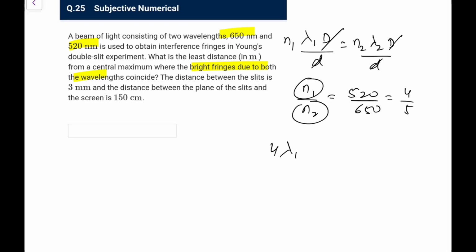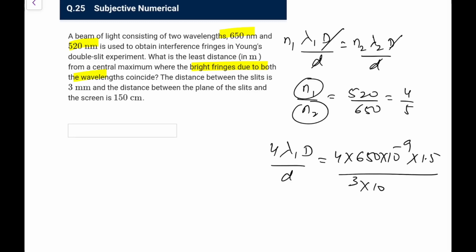So for the fourth one, 4 lambda 1 D by d you can directly say. So lambda 1 is 650 into 10 to the power minus 9, D is 1.5 in meters, and d is 3 into 10 to the power minus 3. So what we have, this is 0.5, so 0.5 into 4 is 2, 650 into 2 will give me 1300 into 10 to the power minus 6, and we have to write it in meters. So 1300 into 10 to the power minus 6, so it would be 0.0013 in meters, that is what I'm getting.